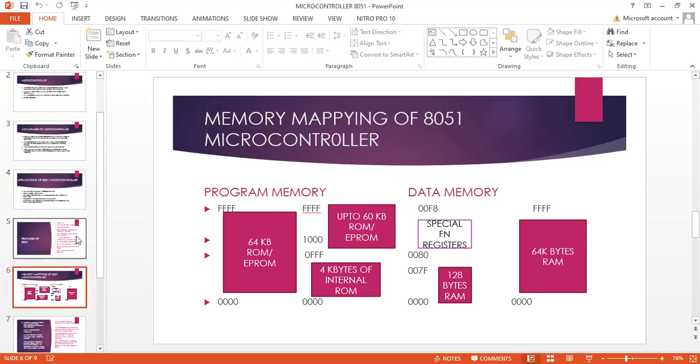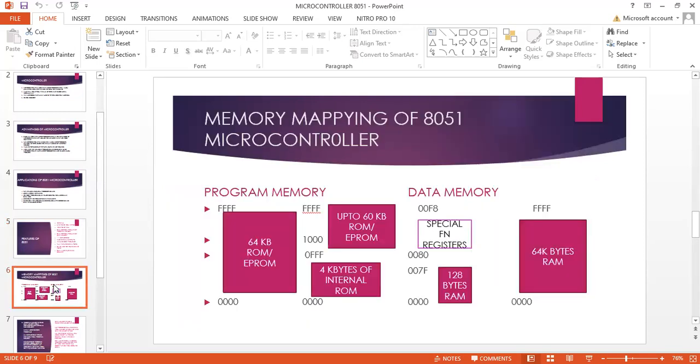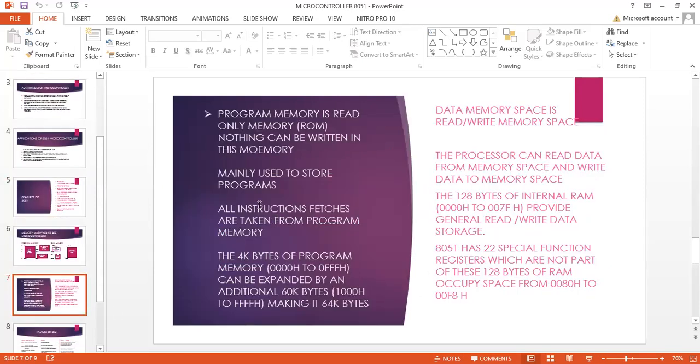Of these features, which ones did we use for memory mapping? 64 kilobyte of program memory, 64 kilobyte of data memory, 4 kilobyte of ROM and 128 byte of RAM. Those features we used to draw this particular memory mapping of 8051. Then if you want to explain it, program memory is a read-only memory.